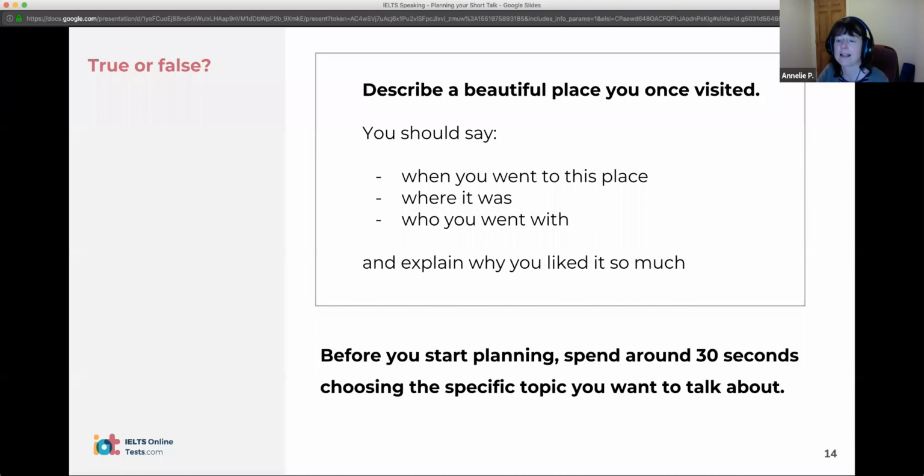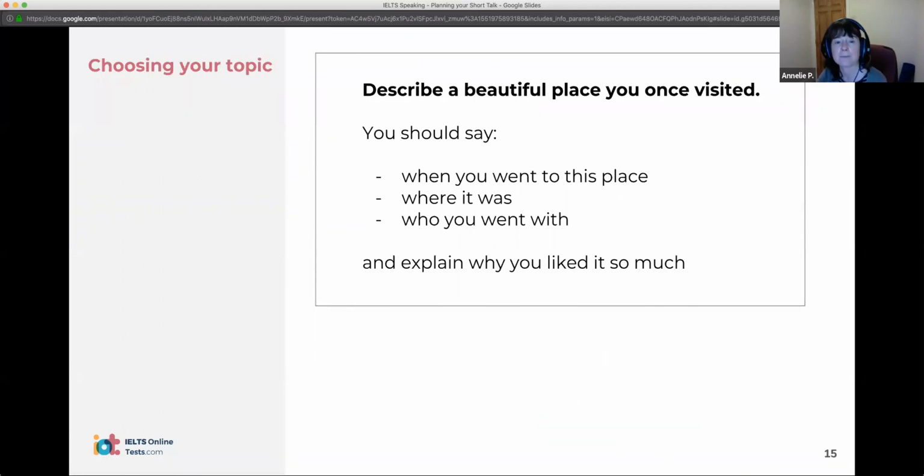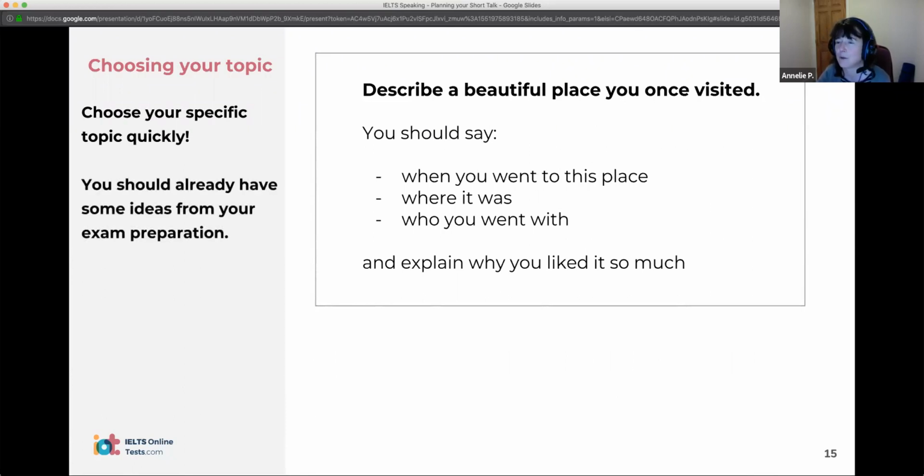Before you start planning, you should spend quite a lot of time thinking about which topic you want to talk about. False. Definitely, you really don't have time with 1 minute to make notes. It's really not going to be possible for you to think about it. You need to have your topic straight away and be writing notes on the detail, not thinking about what you're going to talk about. Let's look in a bit more detail at that. As we just said, be very quick choosing what topic you want to talk about.